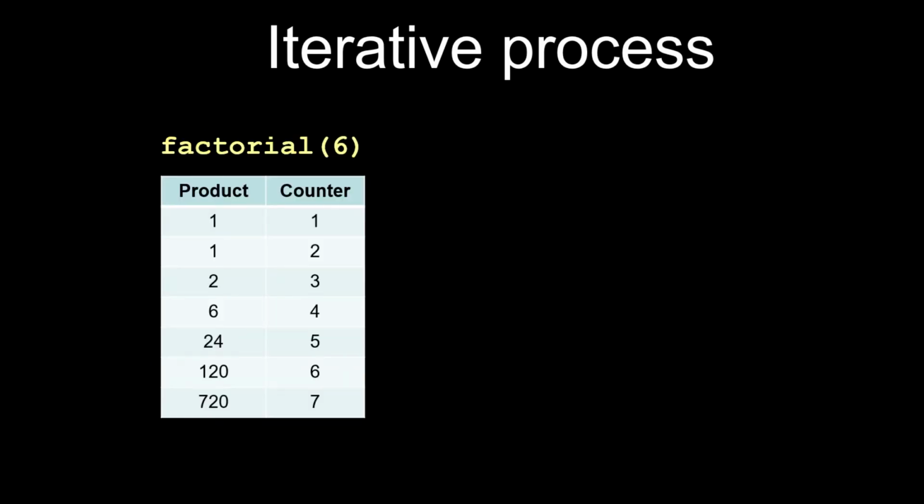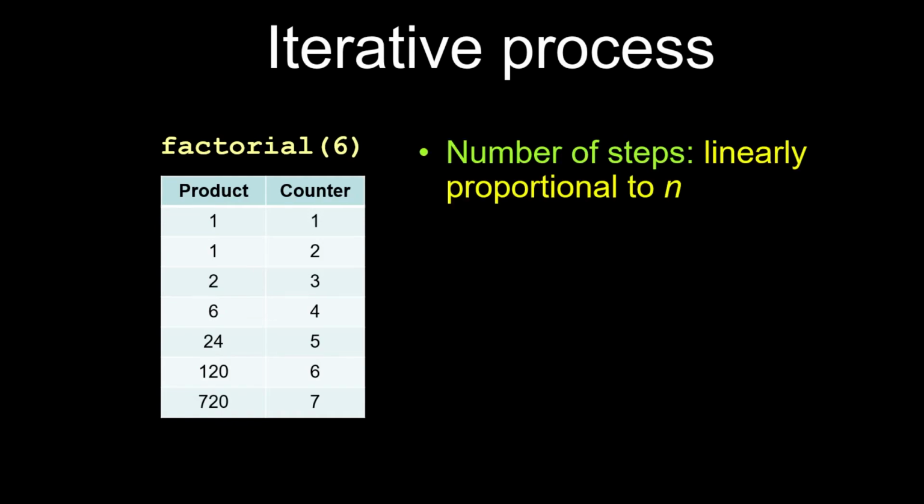Okay, so let's look at this iterative process again. So when we do factorial 6, what we're doing is this. The number of steps we've taken is proportional to n. So if we count this, there's 1, 2, 3, 4, 5, 6 steps, because we started from here. That's when we stop. Okay, so if you were to increase n, you realize that the number of steps will be proportional to it. So if you increase n to 20, this will be 20 steps.